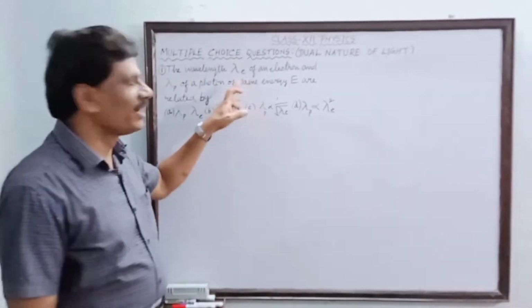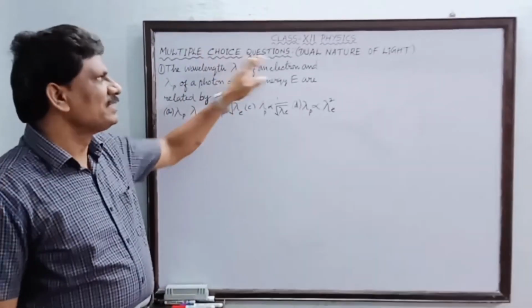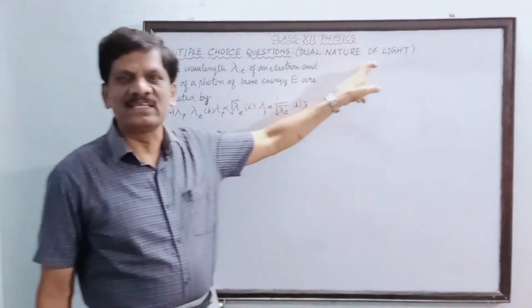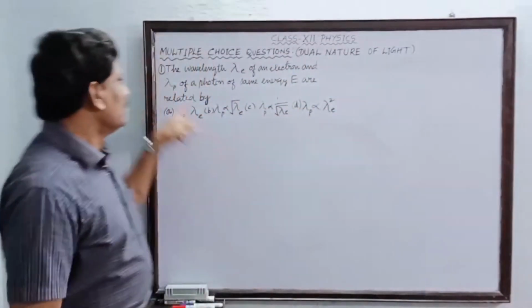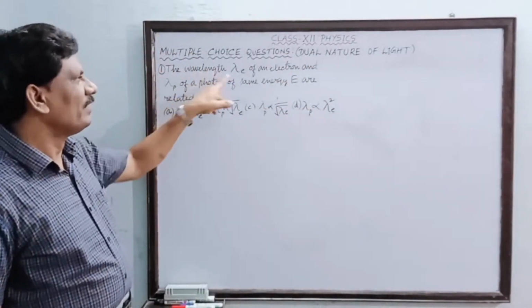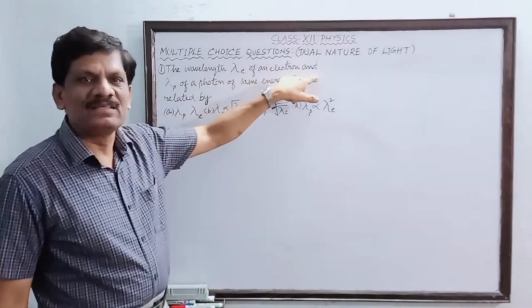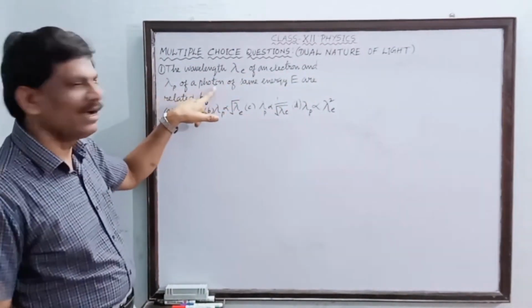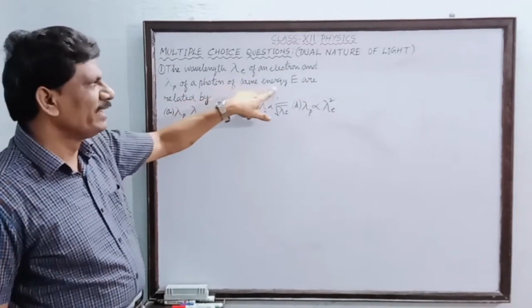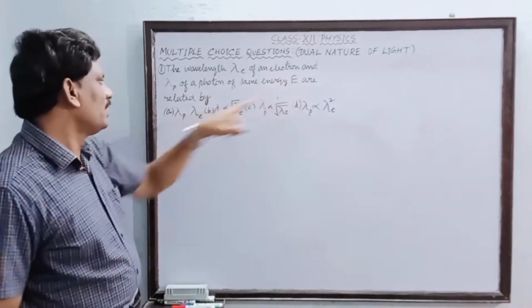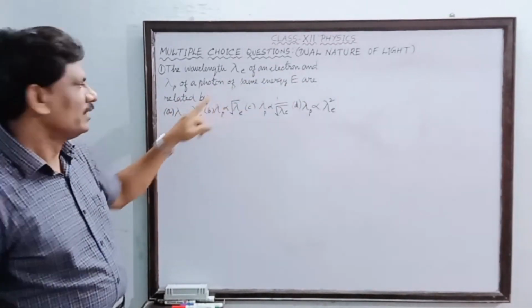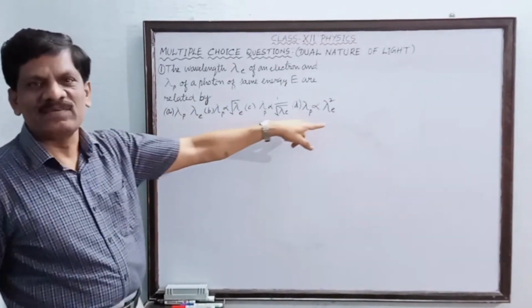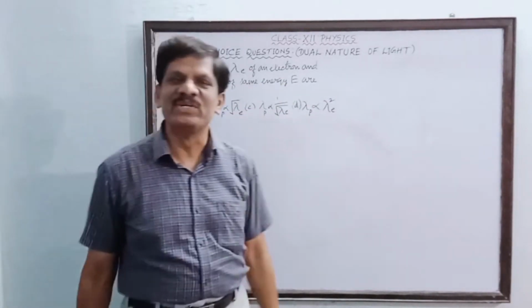Students, now we are going to solve the multiple choice questions in the chapter Dual Nature of Light. The first question is: the wavelength lambda e of an electron and lambda p of a photon of same energy E are related by. So these are the four options given. Which option is correct we are going to see.